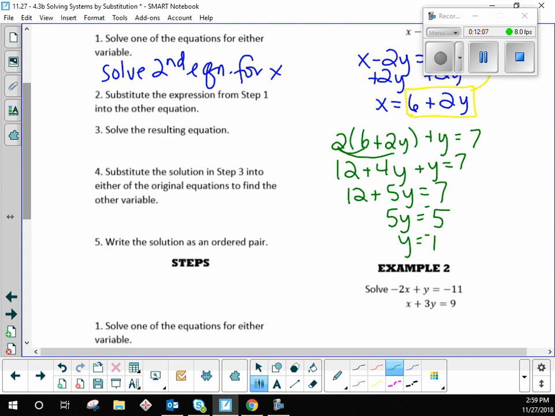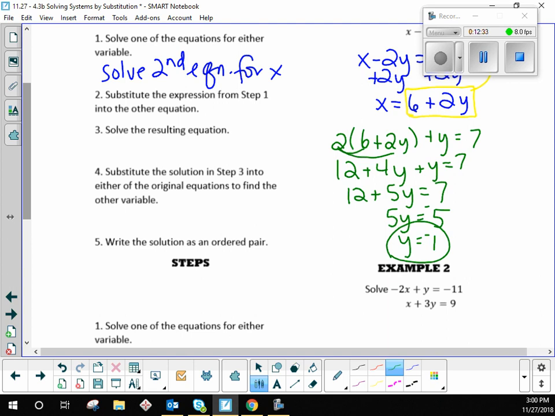That's a beautiful thing, but remember our answers are ordered pairs. It's a point. So I need a y and I need an x. So then, we just did step 3. We solved that equation. Step 4, substitute the solution from step 3, that's y equals negative 1, into either of the original equations to find the other variable. And the reason why you can do either one is because it's a solution to both of them. So it works either way.